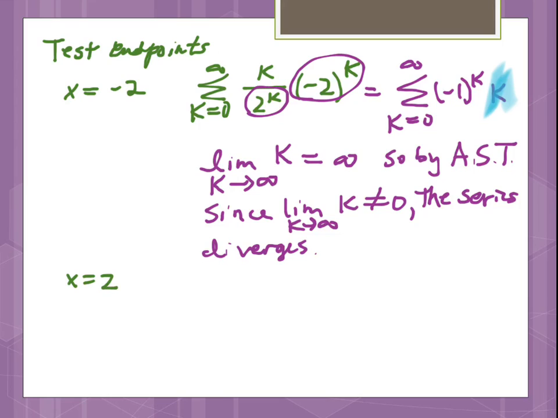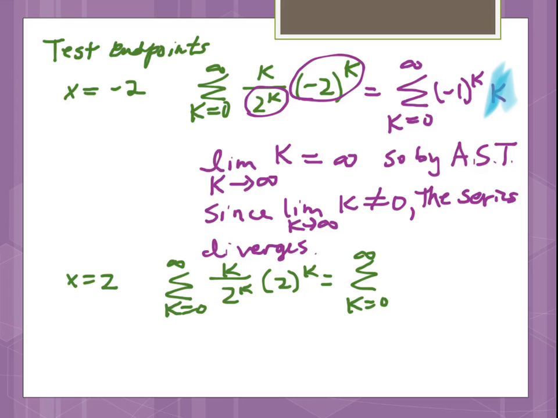x equals 2. So this is the summation from k equals 0 to infinity of k over 2 to the k times 2 to the k. What can you tell me? How does that simplify? Just get k. Yeah, you just get plain old k, right? This is the summation from k equals 0 to infinity of k.